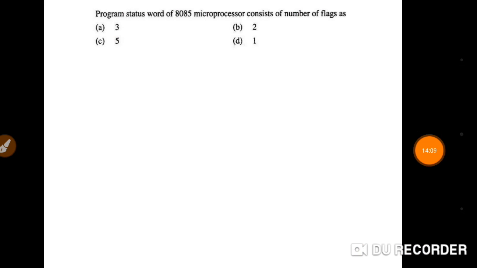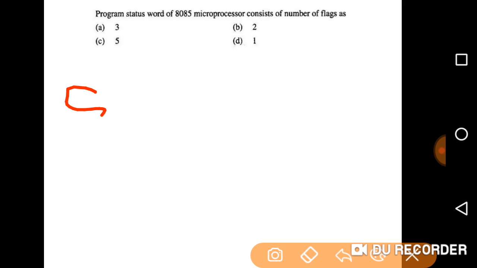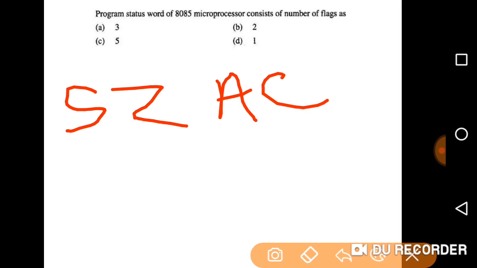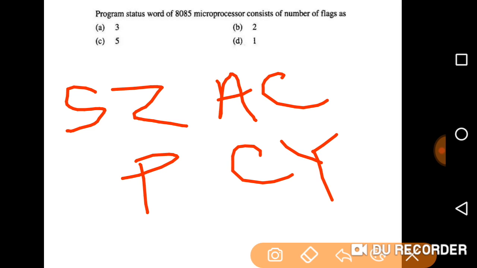So come to the problem. Program status word of the 8085 microprocessor consists of a number of flags as. We already counted the flags of 8085: sign, zero, auxiliary carry, parity and carry. So the answer is 5, option C.